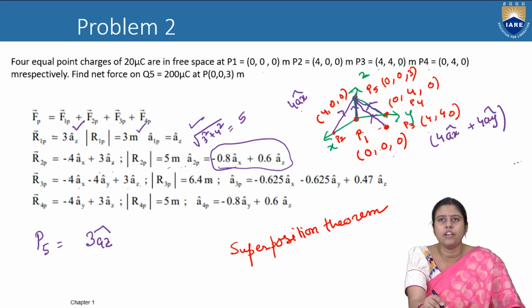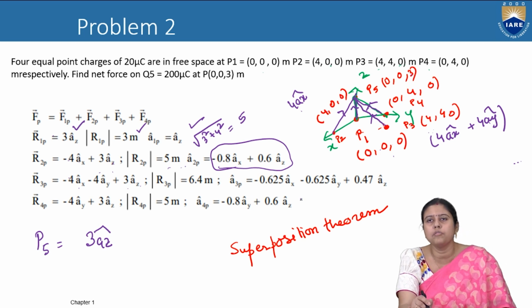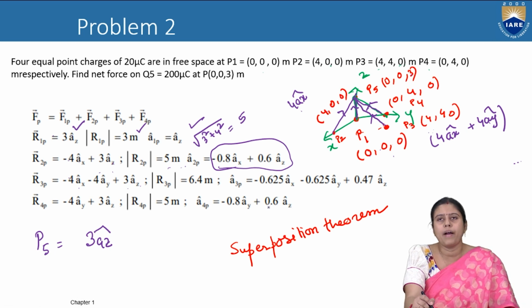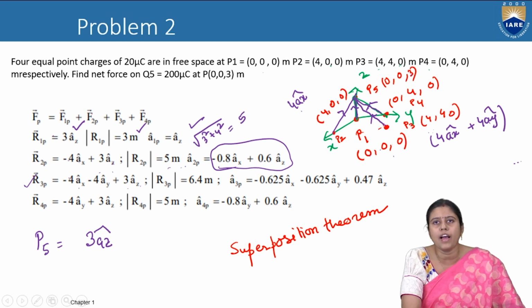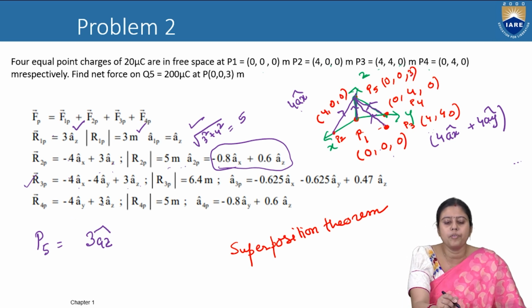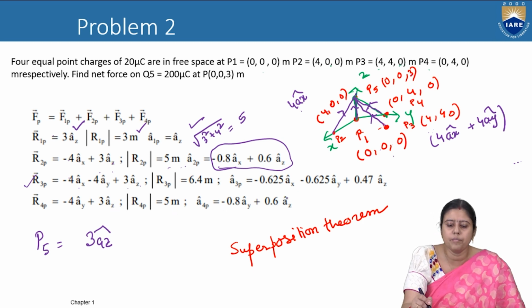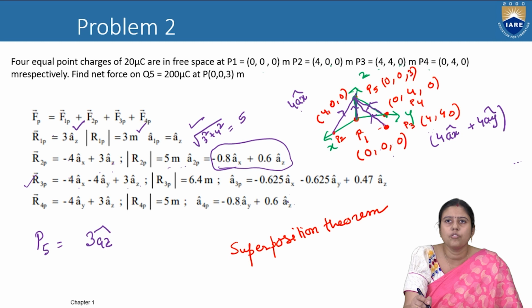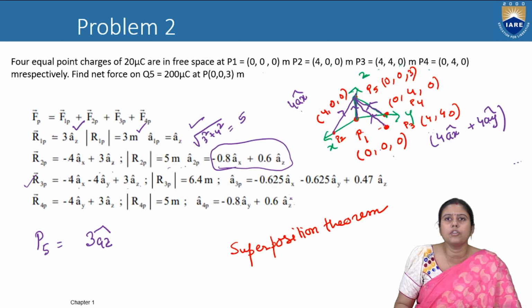So what is the value? The value is 6.4 meter. So what is the unit vector? Unit vector is end point minus starting point divided by the magnitude. So if we put the value of end point and starting point, we will get the r3p. What is r4p? R4p is equal to minus 4ay plus 3az. So the unit vector is minus 0.8 ax plus 0.6 az. So if we put all the values, then we will calculate the total force.